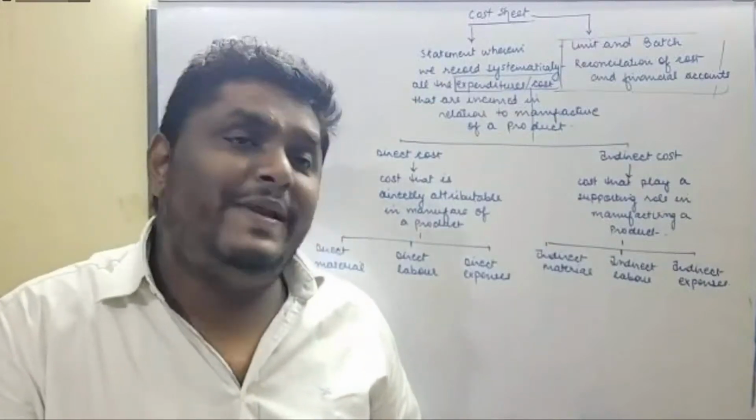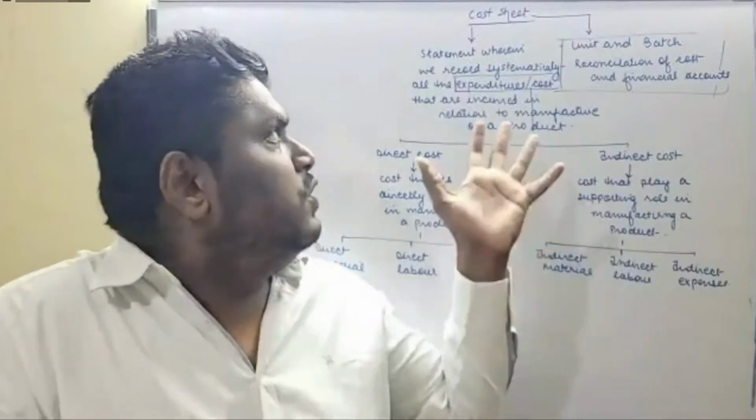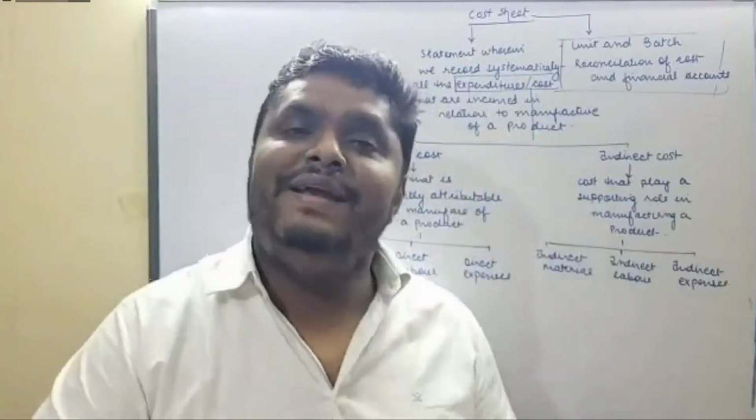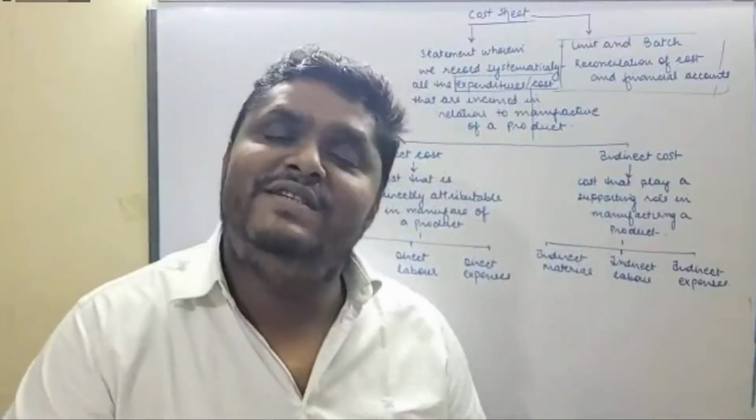I request you guys to please copy this part. I have started with cost sheet. What is cost sheet? Cost sheet is a statement wherein we systematically record all the expenditures that are incurred during the course of manufacture of a product.